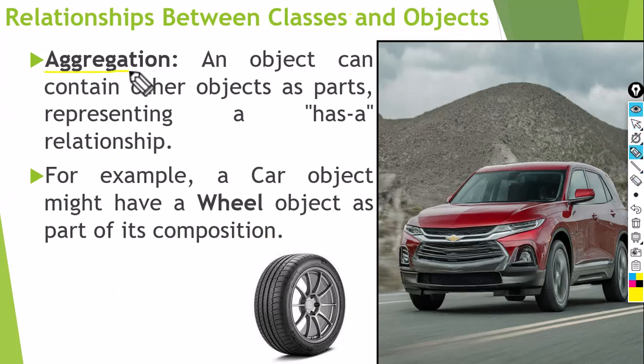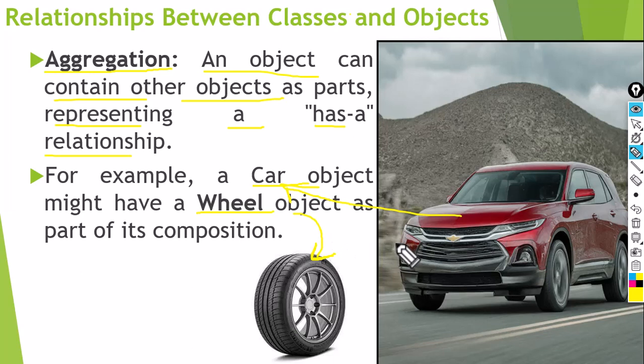So here we are. Aggregation. In the previous slide, we discussed inheritance. Now, the main functionality behind inheritance is to avoid code duplication. Aggregation, on the other hand, enables you to model complex real-world relationships between objects. An object can contain other objects as parts, representing a has-a relationship. For example, a car object might have a wheel object as part of its composition, as a wheel.